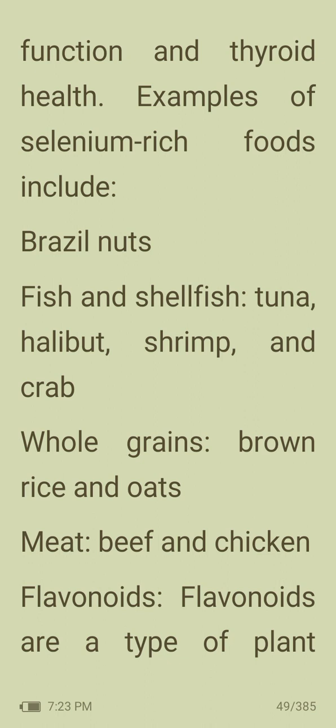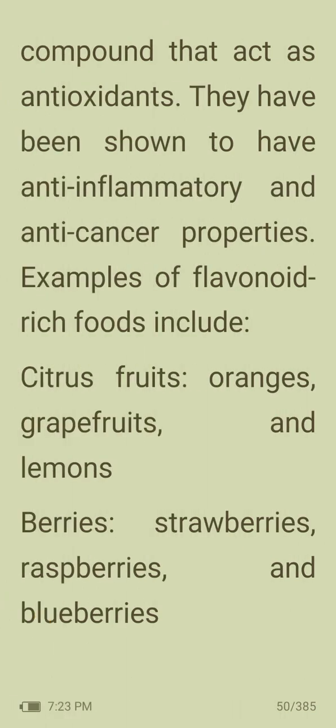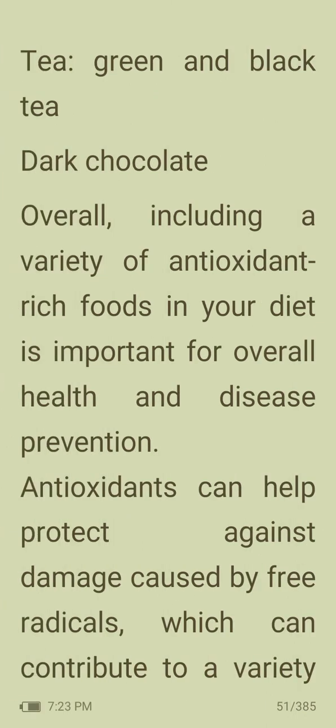Then flavonoids. Flavonoids are a type of plant compound that act as antioxidants. They have been shown to have anti-inflammatory and anti-cancer properties. Examples of flavonoid-rich foods include citrus fruits, oranges, grapefruits, and lemons. Then berries, strawberries, raspberries, and blueberries. Then tea, green and black tea.